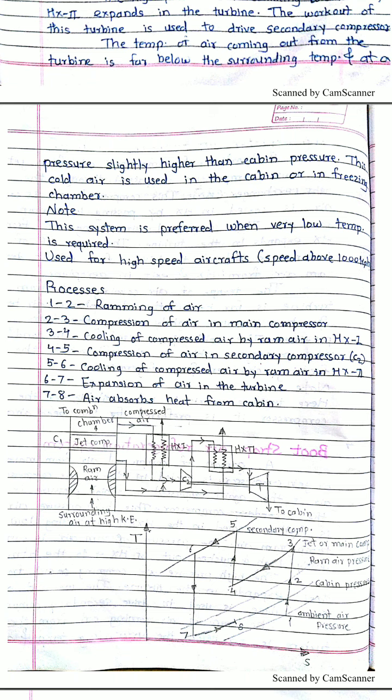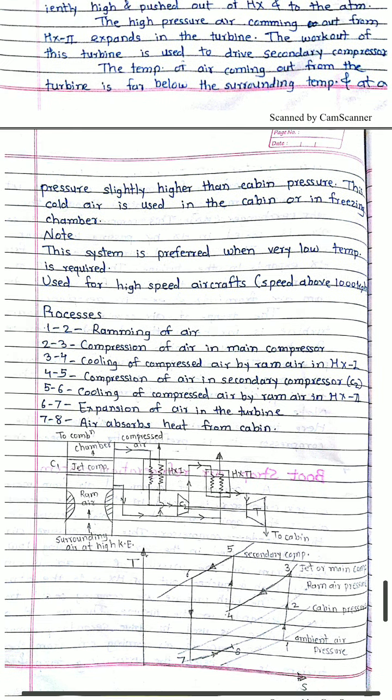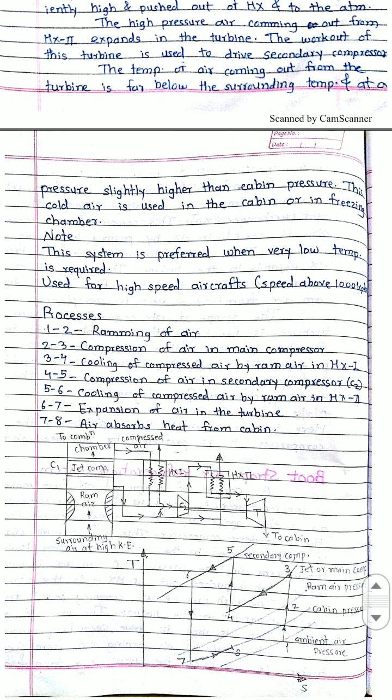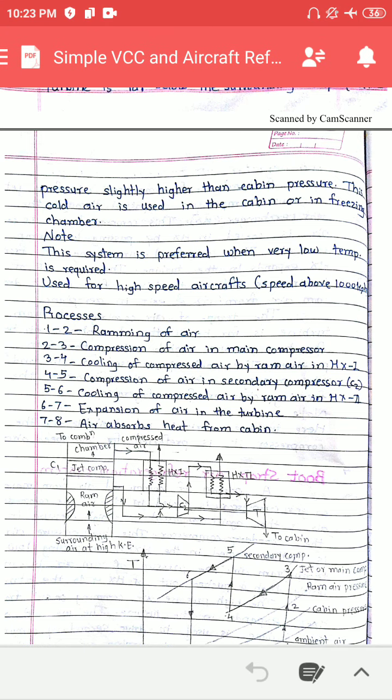Also the bootstrap system is used for high-speed aircraft. So please remember the applications of the bootstrap: it is used where extremely low temperatures are required, and second, in high speed aircraft. So this is all about the bootstrap air refrigeration system. In the next lecture we will discuss the third method, that is the regenerative air refrigeration system.